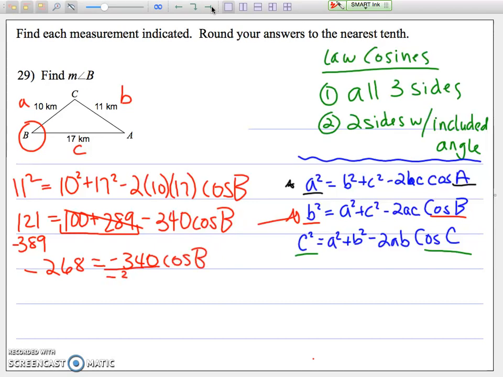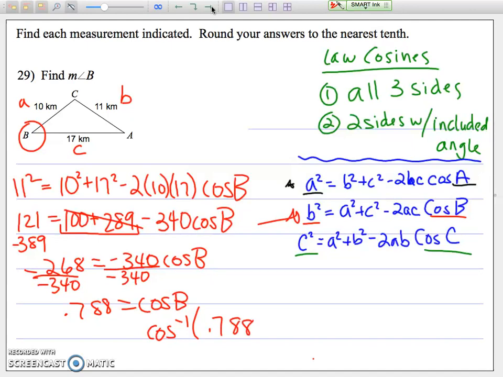So now I'm going to divide by negative 340. Oh, thank God for calculators. Divided by negative 340. And you should end up with 0.788 equals the cosine of b. So we should know that we have to do cosine negative 1 of 0.788. And you should end up with approximately 38 degrees.